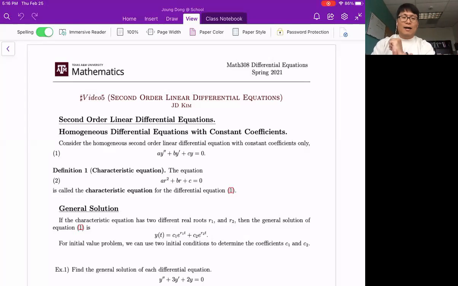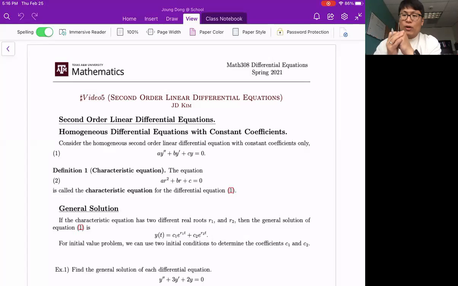Hi guys. Let's try to talk about second order linear differential equations. In class, I explained in detail how we derive the general solution form of the second order linear differential equation. But in this video, I'm going to try to summarize everything very shortly. It is very easy to use the technique.